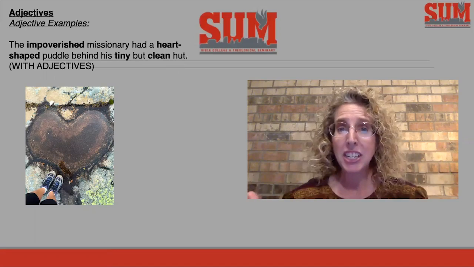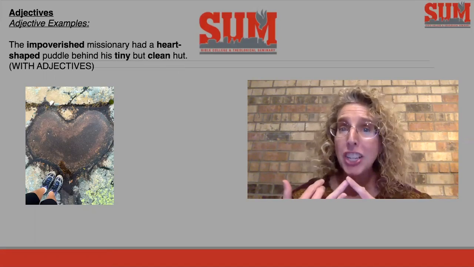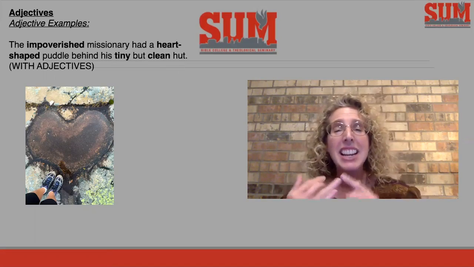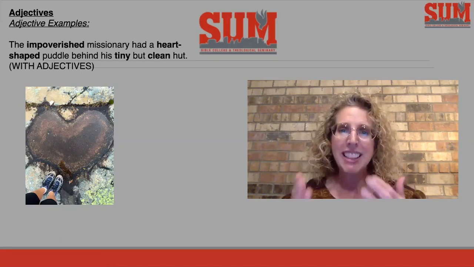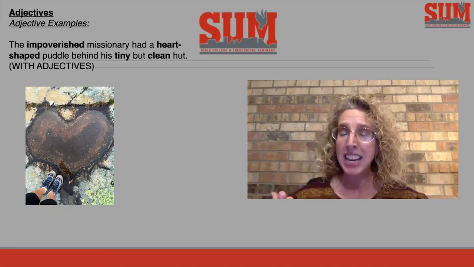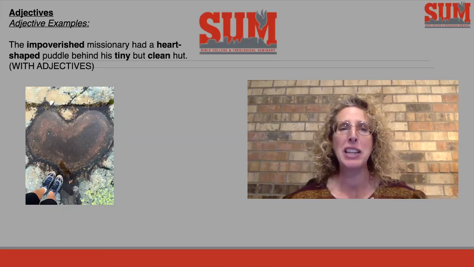Look at all these adjectives. He's impoverished. He's very, very poor. He has a heart-shaped puddle. His hut is very, very teeny, but it's clean. Look at what a difference that sentence helped you understand with those descriptive adjectives modifying the nouns. Here's another example.